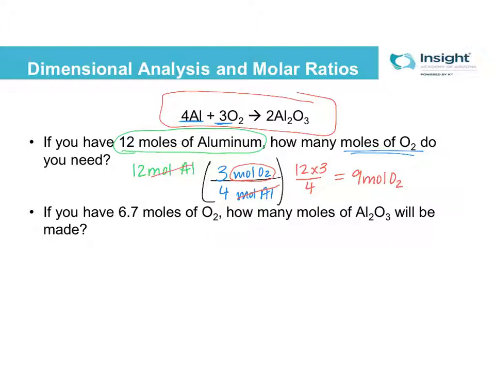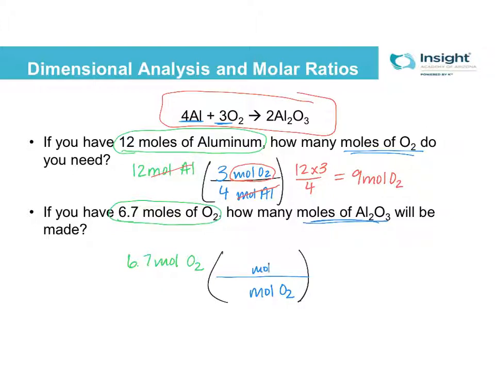That's still probably one you might have been able to do in your head, but this next one, not so much. So, what goes on the outside of the parentheses? If you have 6.7 moles of oxygen, how many moles of aluminum oxide, Al2O3, will be made? On the outside, you put what you start with, what you're given in the problem. Inside the parentheses, you're going to do your molar ratio. I'm going to put moles of oxygen on the bottom because that's what I need to cancel out. And then I'm going to put moles of aluminum oxide on top because that's what I need to answer.